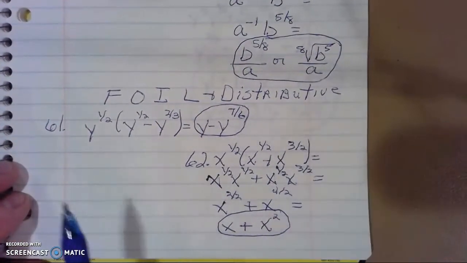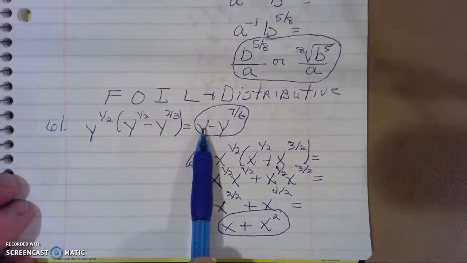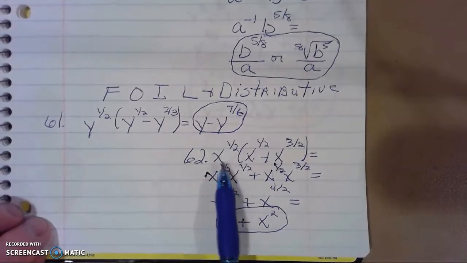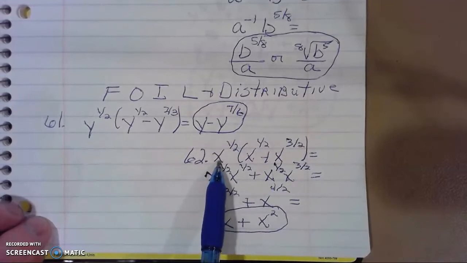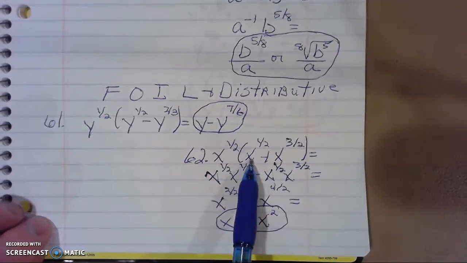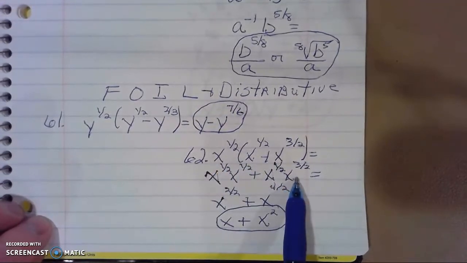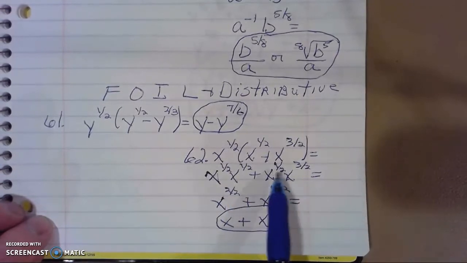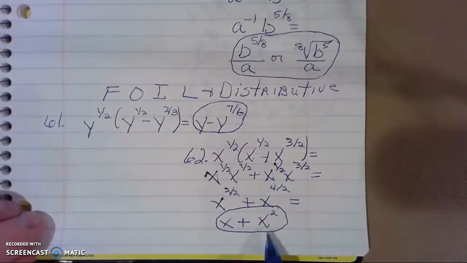61, we will use the distributive property. y to the 1/2 times this quantity equals y minus y to the 7/8. 62 is like that, x to the 1/2 times x to the 1/2 plus x to the 3/2. So the x to the 1/2 out in front is times the x to the 1/2 here. The x to the 1/2 out front is times the x to the 3/2. So x times x here, add exponents, 2/2. x times x here, add 1/2 and 3/2 is 4/2. Then reduce: x to the 1st plus x squared.